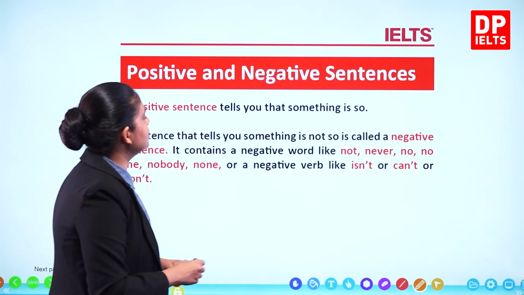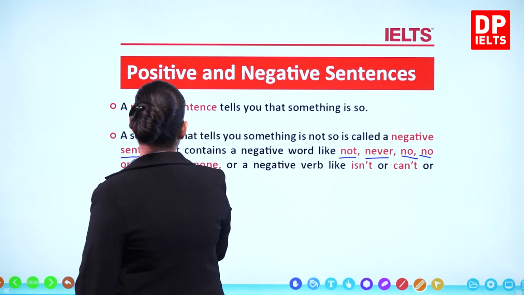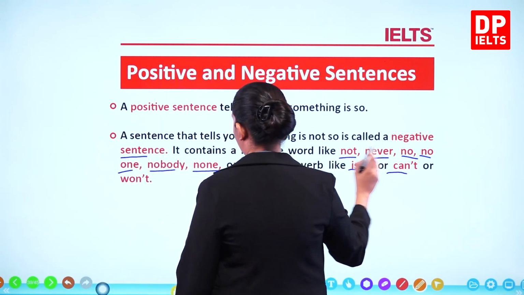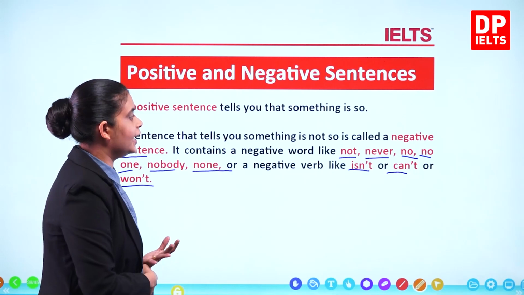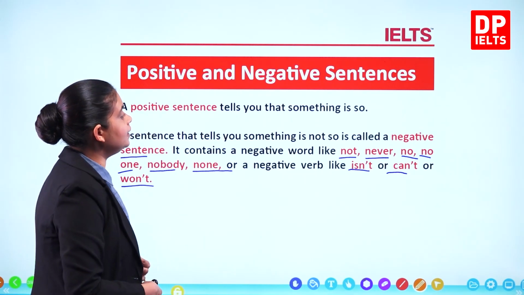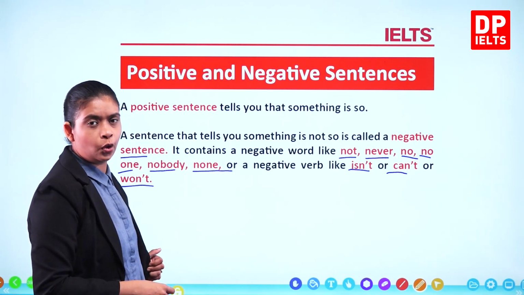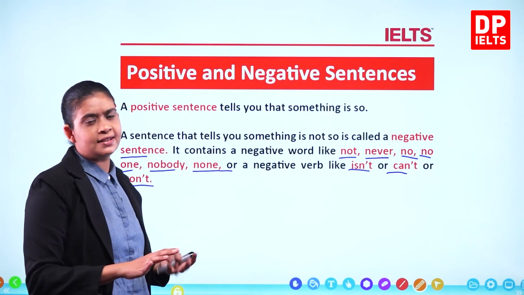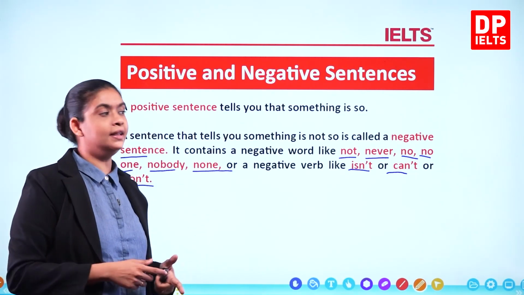A sentence that tells you something is not so is called a negative sentence. It contains negative words such as not, never, no, no one, nobody, none, isn't, can't or won't. Right? දැන් අපි ගත්තොත් negative sentence එකකින් කියවෙන්නේ ඒක වෙන්නේ නැහැ කියන එකනේ. එතකොට ඒක වෙන්නේ නැහැ කියලා කියන්න ඒ වගේ වචන use කරන්න ඕනේ. Not, never, no, no one, none, isn't, can't, won't කියලා ඔය වගේ වචන use කරන්න පුළුවන් අපිට negative form එක දෙන්න. Right?